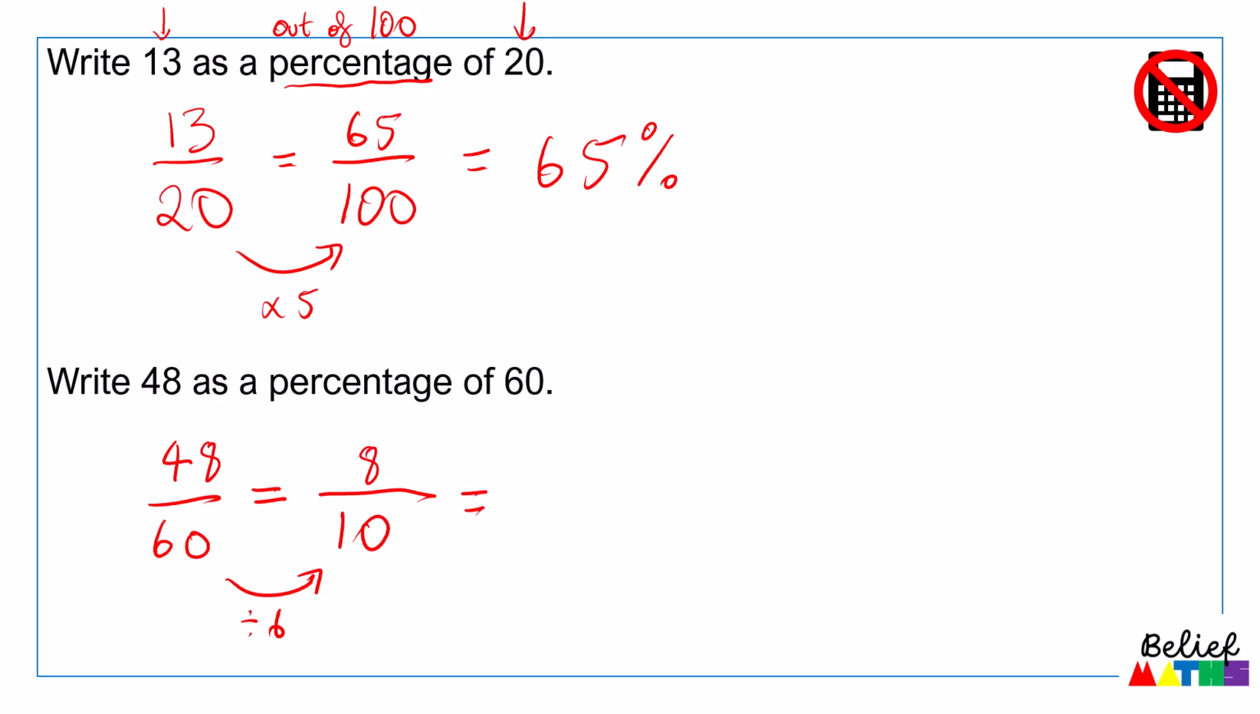And then to scale this back up, again, percent means out of 100. So we want to get it to 100 by multiplying by 10. So 8 times 10 is 80. So we're finished there with 80 over 100, which is 80%.